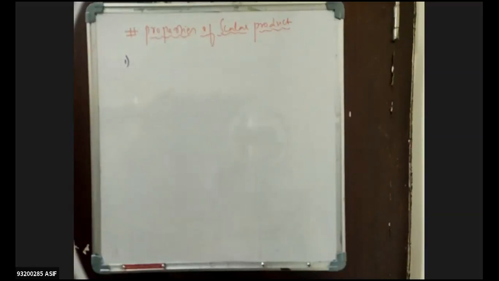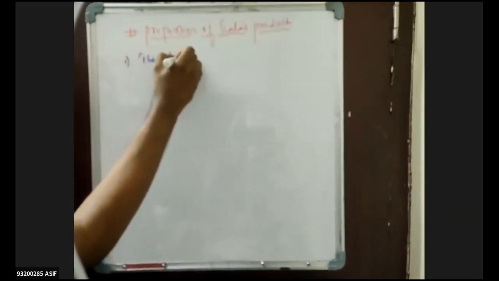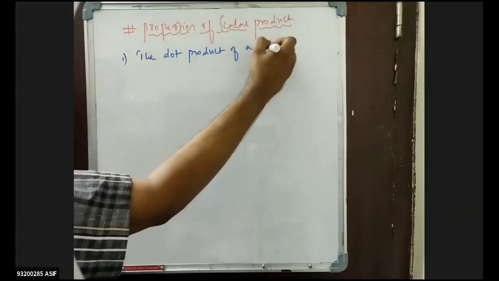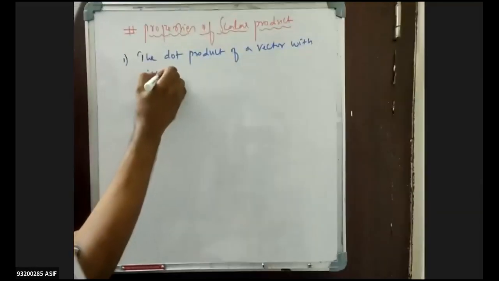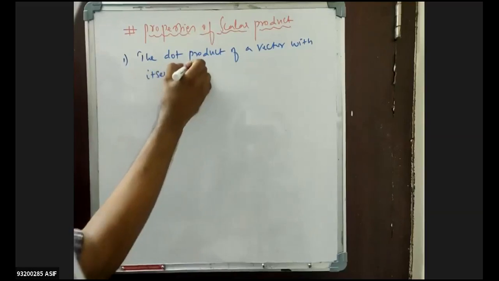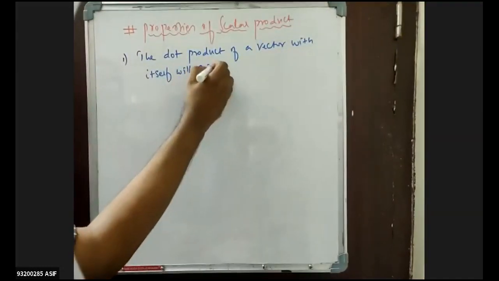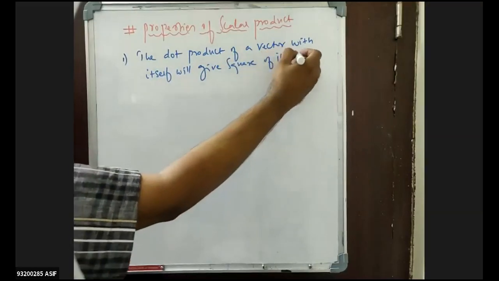The dot product of a vector with itself will always give the square of its magnitude, beta. What I'm telling you right now: the dot product of a vector with itself will give the square of its magnitude.